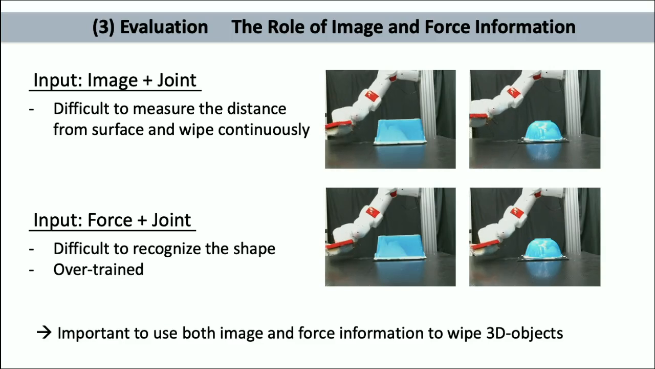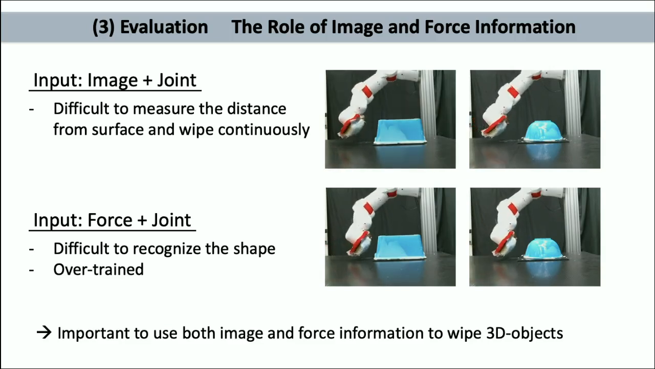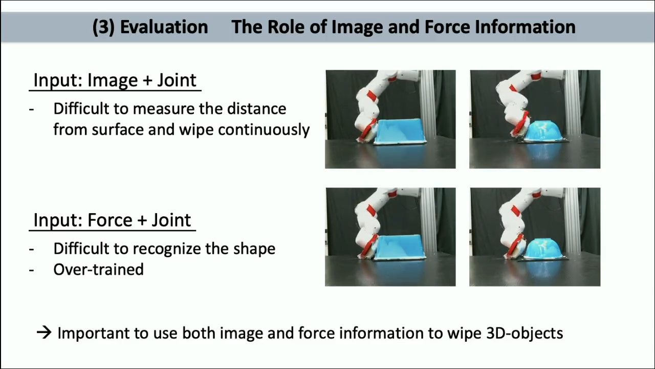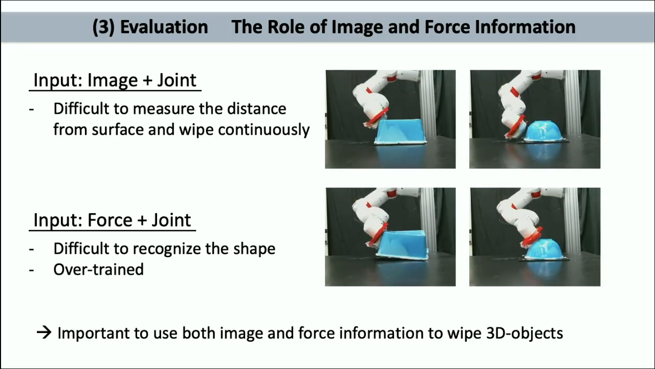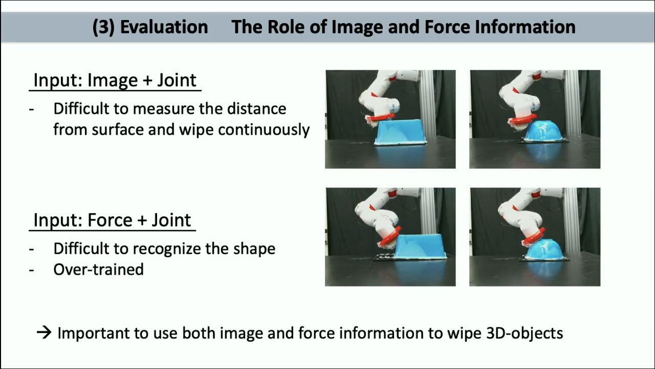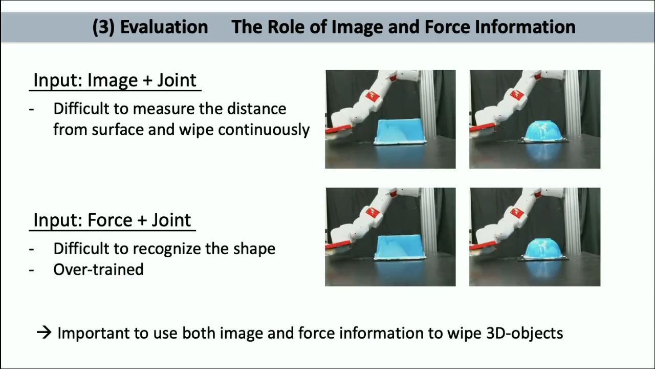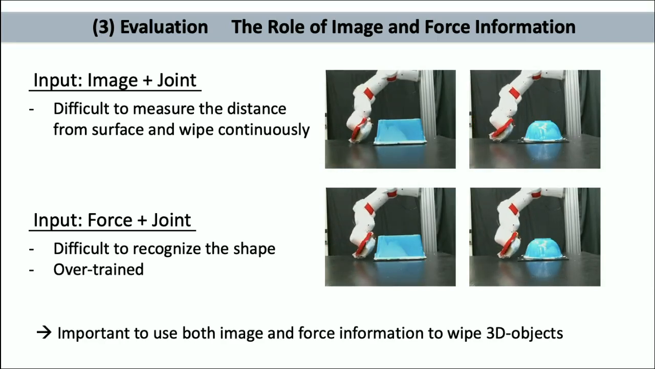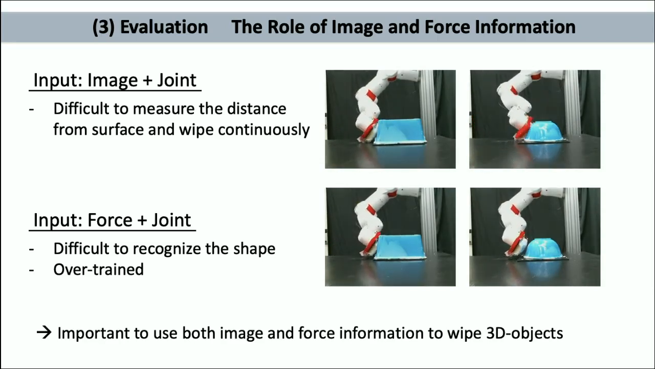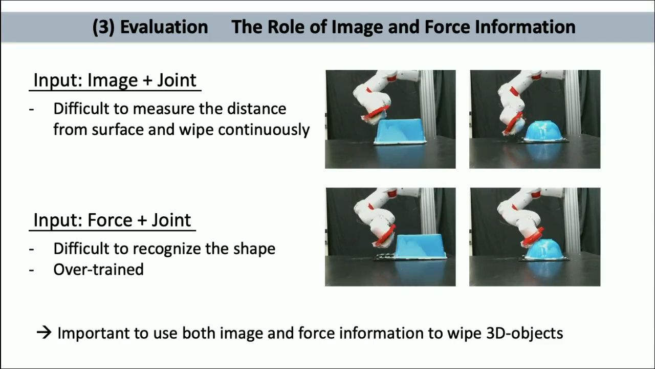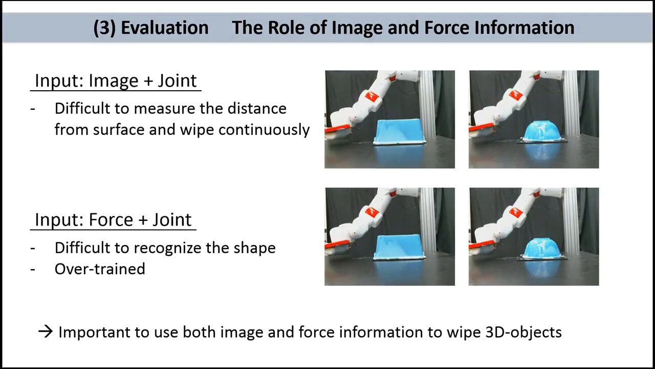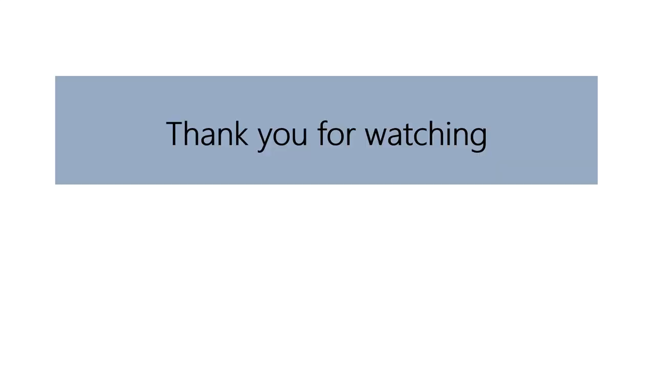We also trained the model changing the input data. When the input was only image and joint information, it was difficult to measure distance from surface and failed in wiping. On the other hand, when the input was only force and joint, the model was overtrained, and the robot could not recognize the shape and wipe them at all. Therefore, we can say that both image and force information are important to recognize the shape and wipe the 3D objects. Thank you very much for watching.